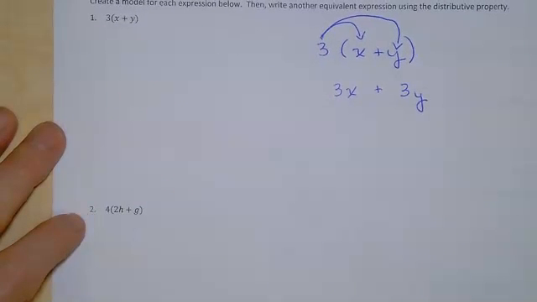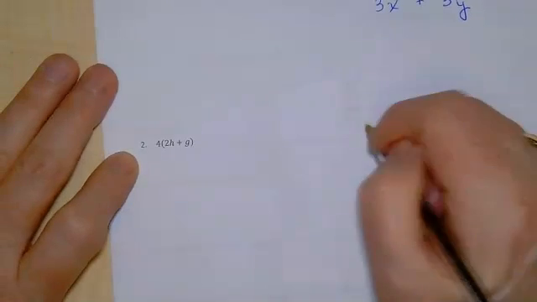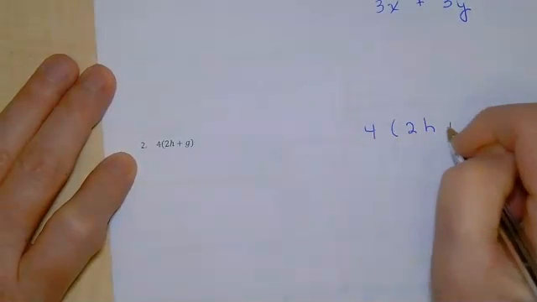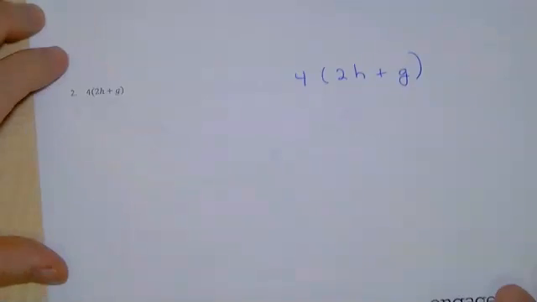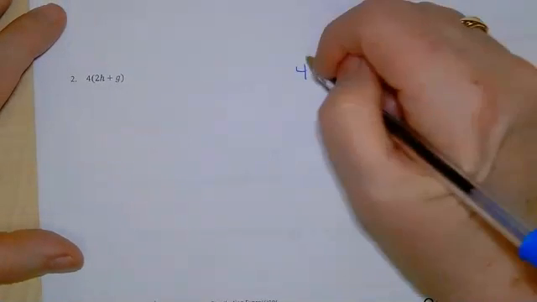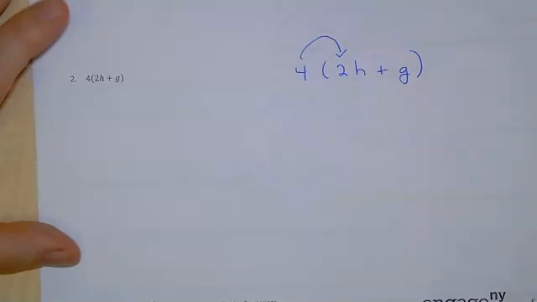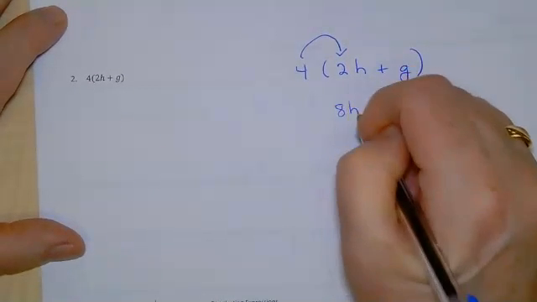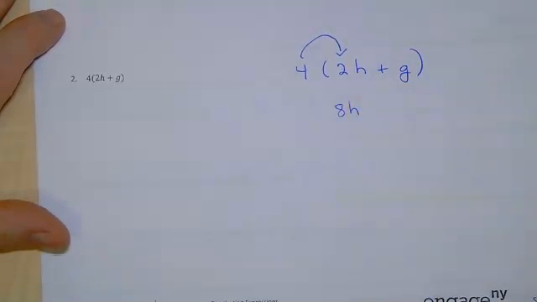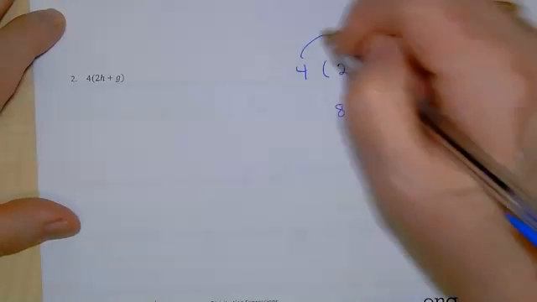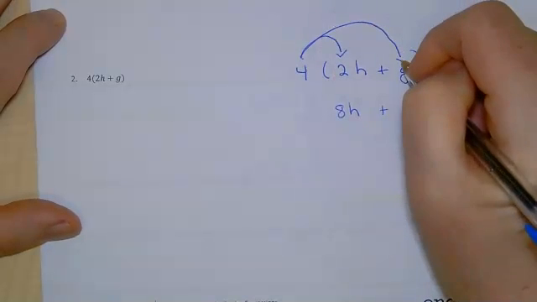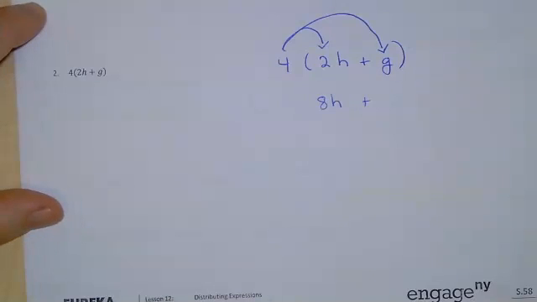Let's do another one. It's just bigger so you can see it. 4 times 2 times h. Anybody want to take a stab at that? Exactly right. What do I put down next? The plus sign. And then 4 times 8, or I'm sorry, 4 times g.